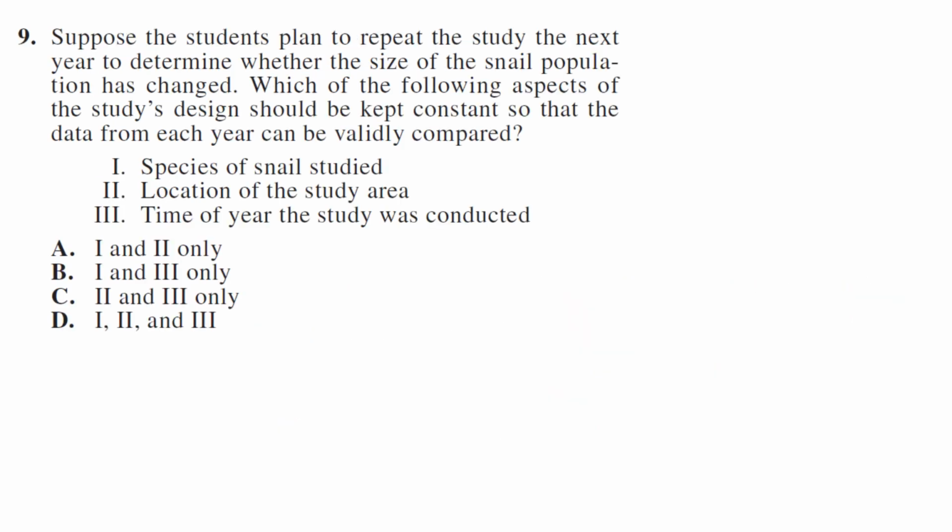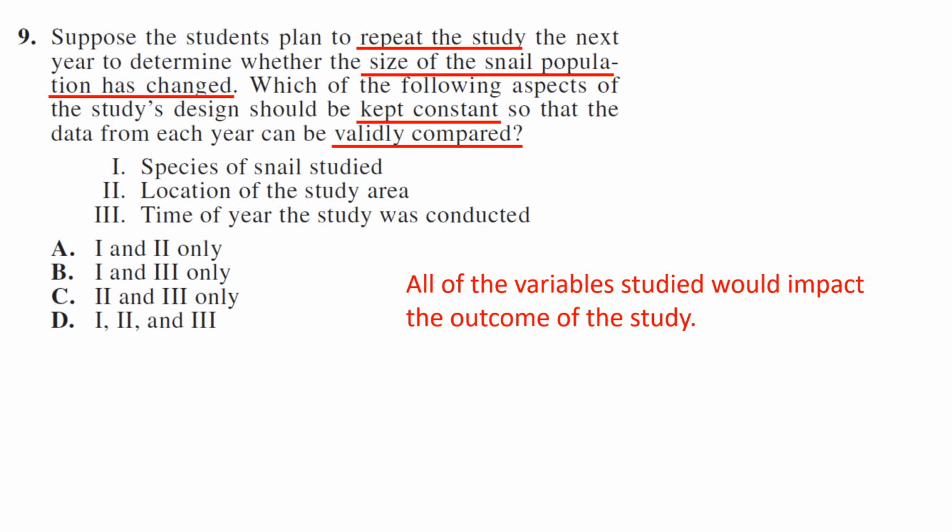Number 9 is the suppose question, so we're going to have to really consider the variables, maybe add some data to the experiment, extrapolate some data. Suppose the students wanted to repeat the study the next year to determine whether the size of the snail population had changed. Which of the following aspects should be kept constant so that the data from each year can be validly compared? Well, if you change anything, it's going to change the outcome.